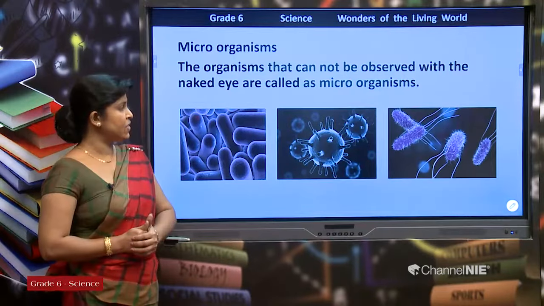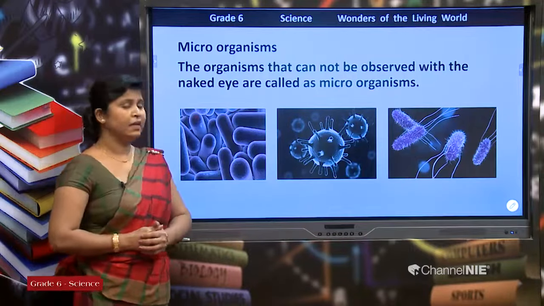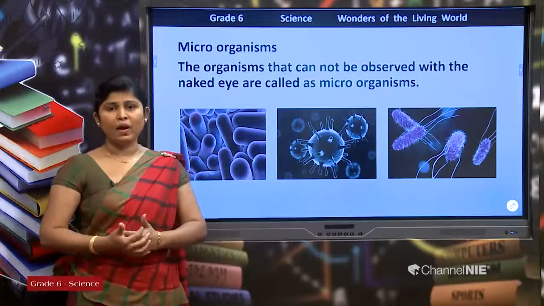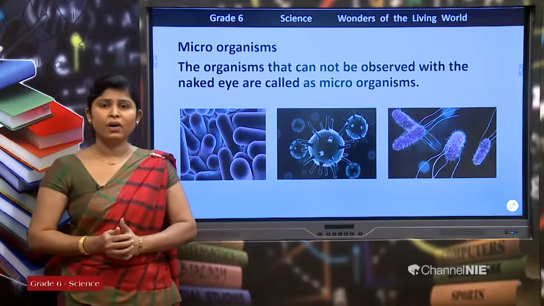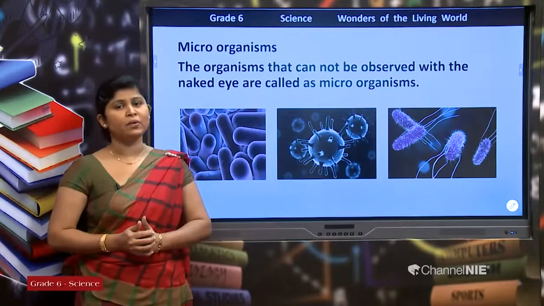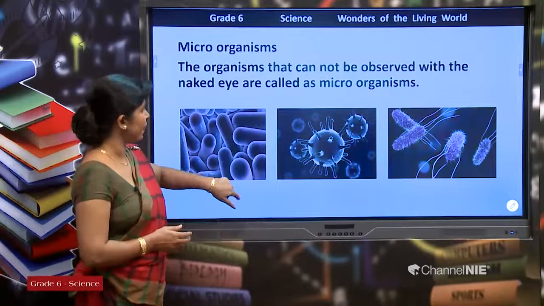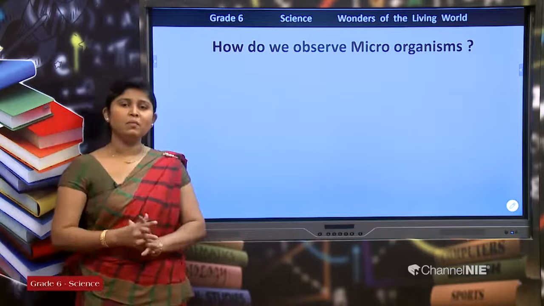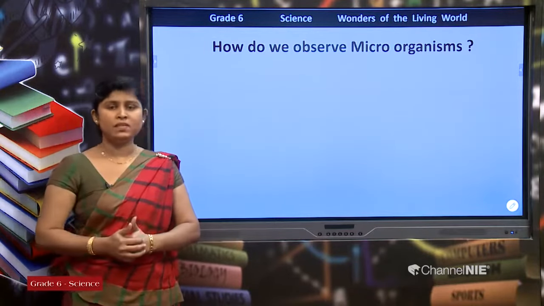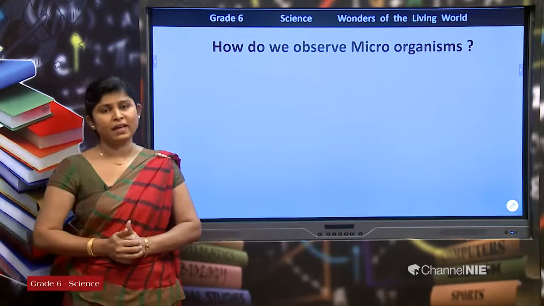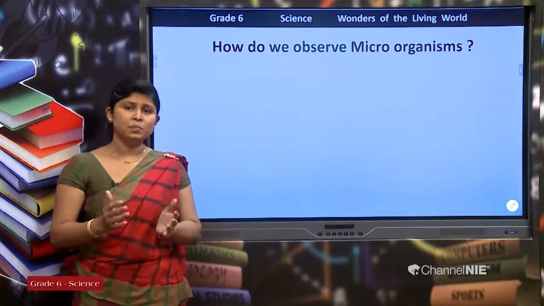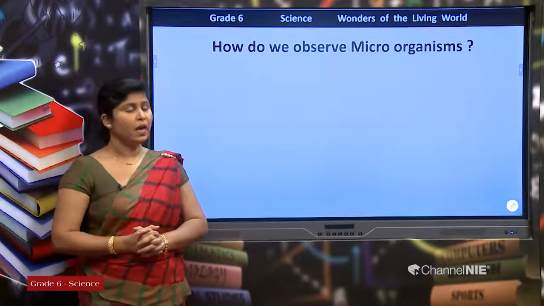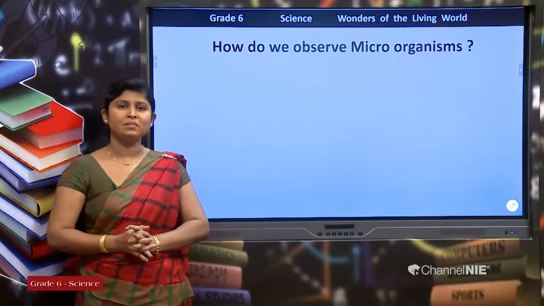Here are some pictures of microorganisms. Bacteria, viruses and varieties of fungi are known as microorganisms. How do we observe microorganisms? If the microorganisms cannot be observed through our naked eye, there should be a special method to observe them. How do we observe the microorganisms?